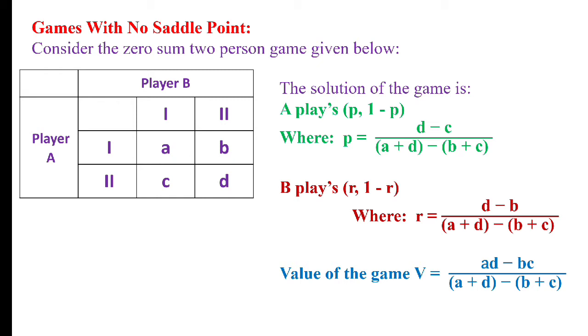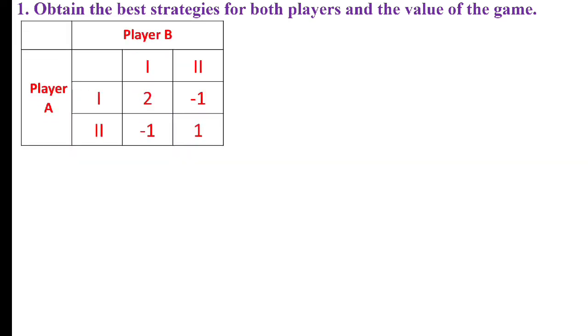We'll see some more examples of how to find the strategies for players A and B. Obtain the strategies for both players. Consider A equal to 2, B equal to minus 1, C equal to minus 1, D equal to 1. How do we solve this problem? This game has no saddle point because the row minimum is minus 1 and the column maximum is 1. So we will not get a saddle point. That's the reason we find the strategies.